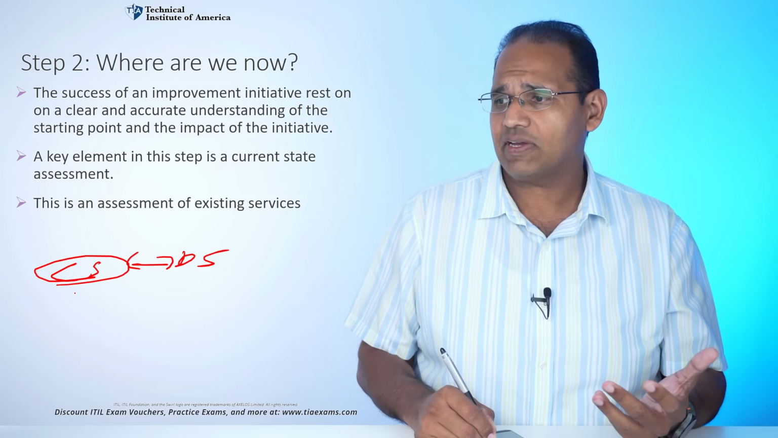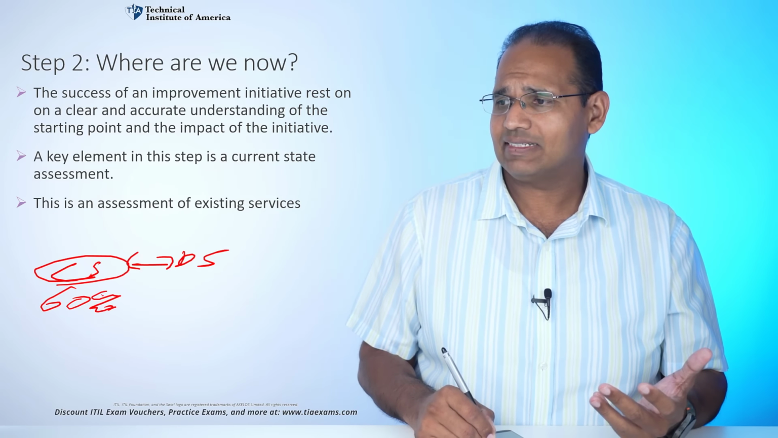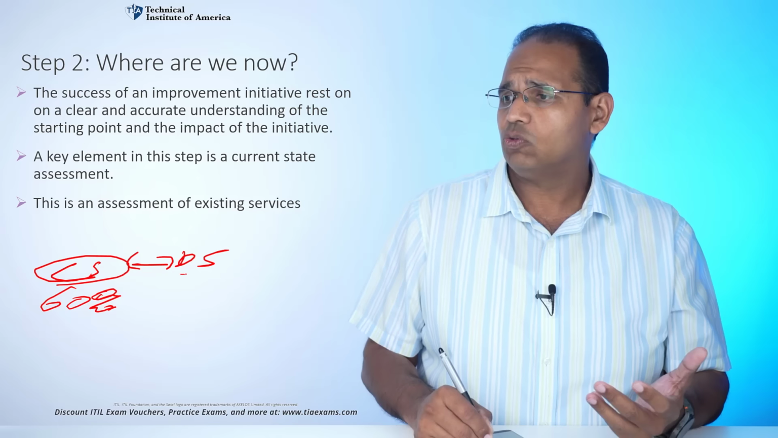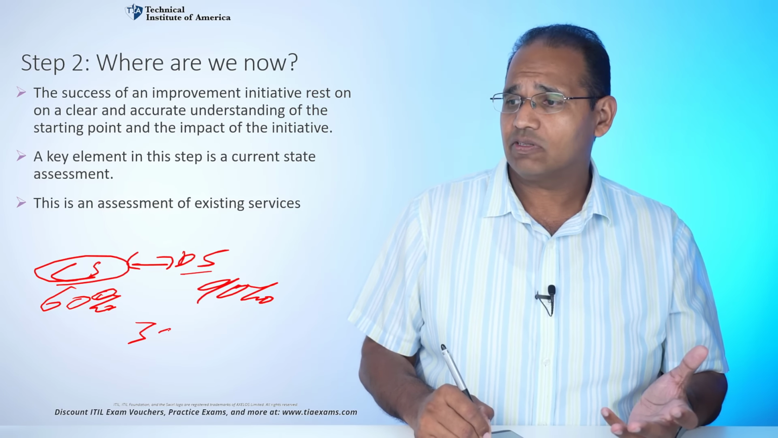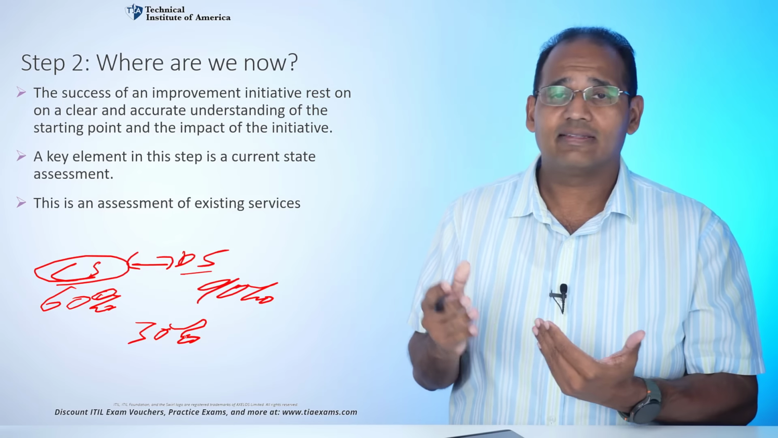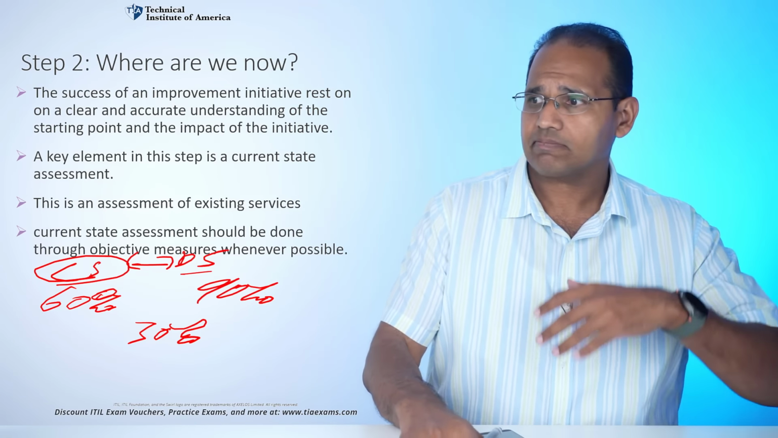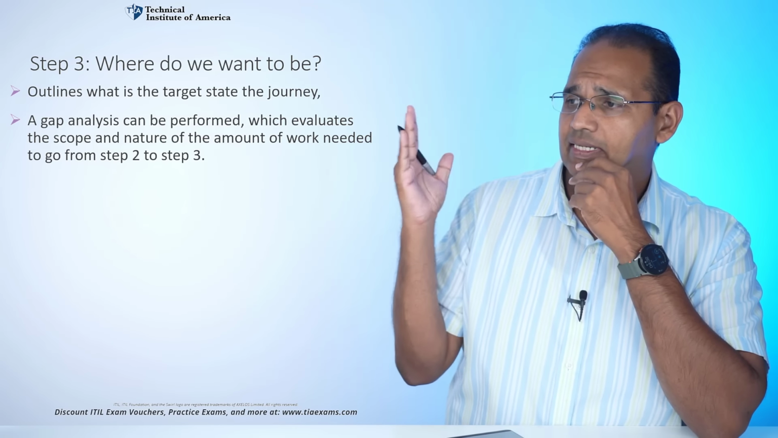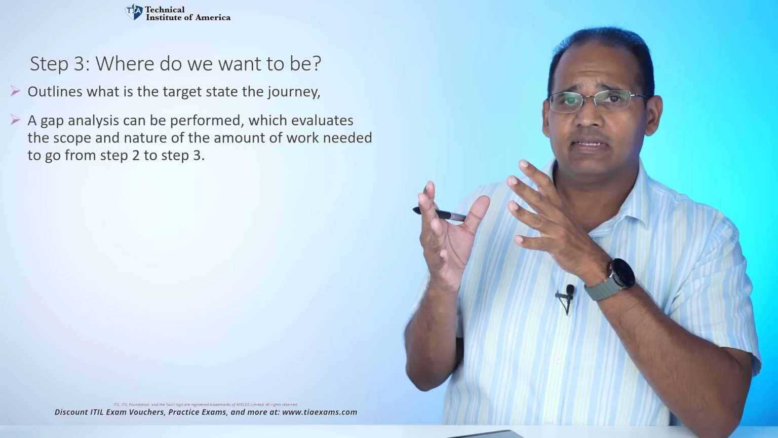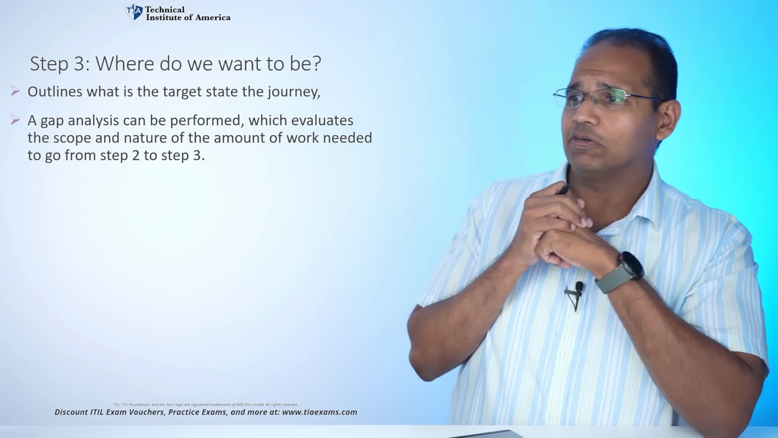In customer satisfaction, your help desk may be at 60%. Maybe you want to go to 90%. So the gap is 30%. So, current state and desired state. You want to use as many objective ways as possible of determining your current state. Where do you want to be? We just talked about this. It outlines the targeted desired state that you want to be in.